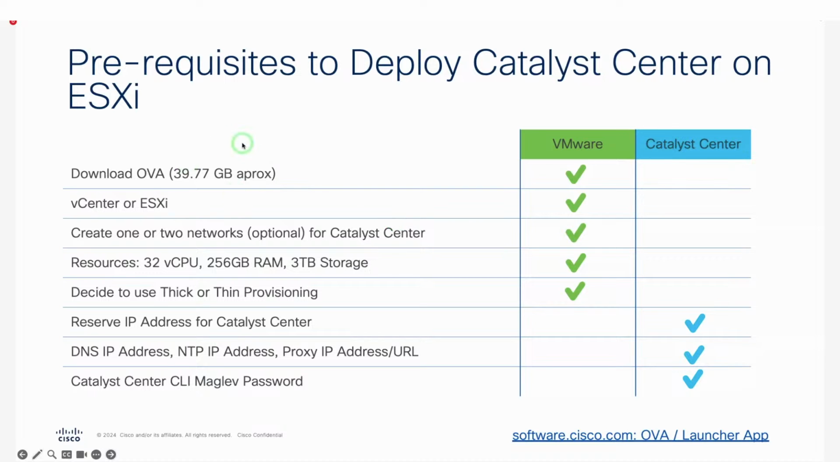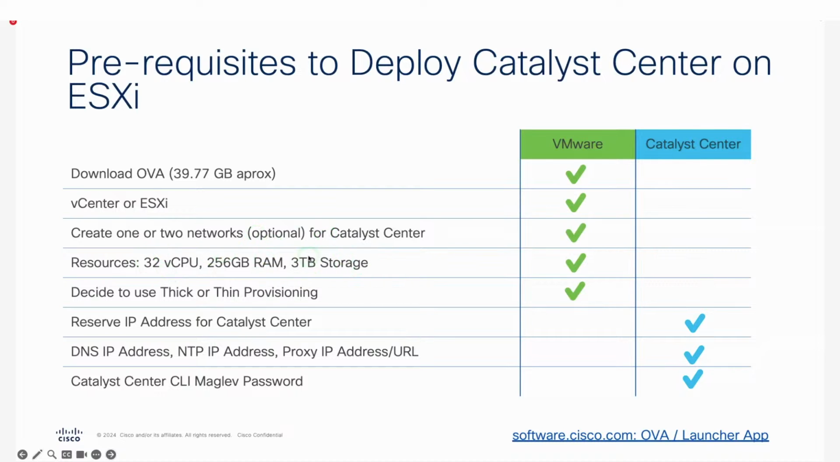It's a big file, so please be patient when you are downloading, and check the checksums after you complete the download. Get the vCenter or ESXi ready. It supports the standalone host, or you can go with the vCenter as well. Create one or two virtual networks. This is optional. Remember, back in the hardware appliance, we have the enterprise and we have the management interface. You can create both or just the enterprise for your data center on ESXi.